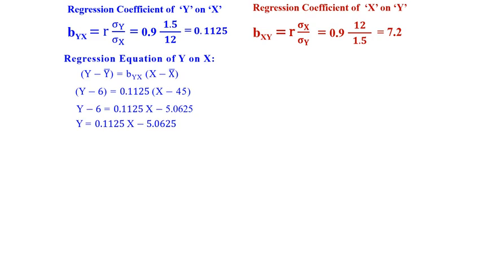Okay, so multiplying 0.1125 and x, and 0.1125 into 45, we will be getting like this, and transposing -6 to the right hand side, it will become +6. Simplifying this, we can write y equals 0.1125x, so +6 and -5.0625 is there. So 6 is having a plus sign, the larger number, and plus and minus are there, therefore we have to subtract.